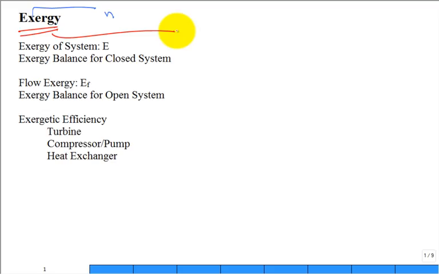Okay, but energy is really the ability to have an effect. That's about it. So if you have a lot of energy, you're going to have a lot of effect. All right. So we're going to be able to talk about the exergy of a system, and then we'll do an exergy balance for a closed system. We'll talk about a slightly different exergy for an open system where you have fluid flowing in and out.